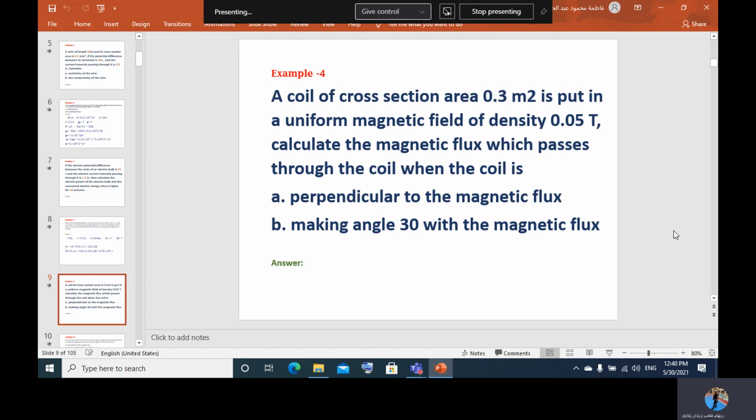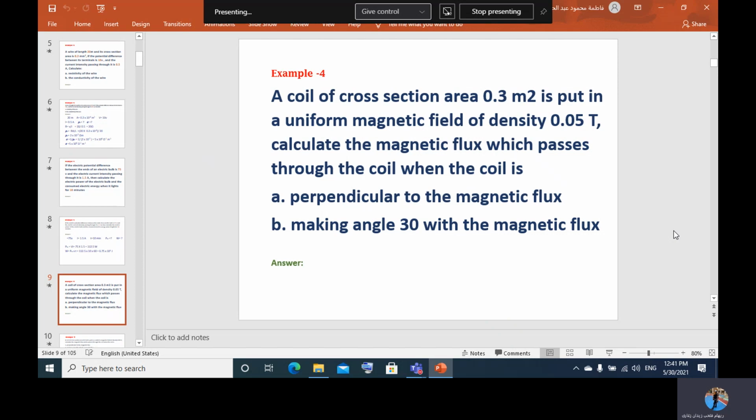Example number 4. A coil of cross-section area 0.3 meters squared is put in a uniform magnetic field of density 0.05 Tesla. Calculate the magnetic flux which passes through the coil when the coil is A, perpendicular to the magnetic field, B, making angle 30 with the magnetic field. All right, so let's take it step by step.